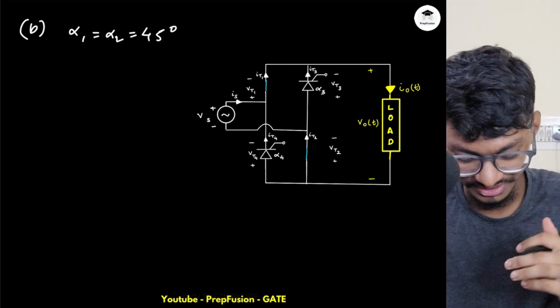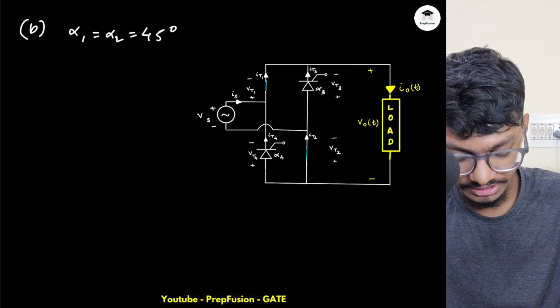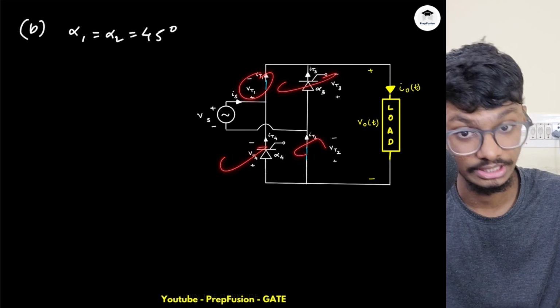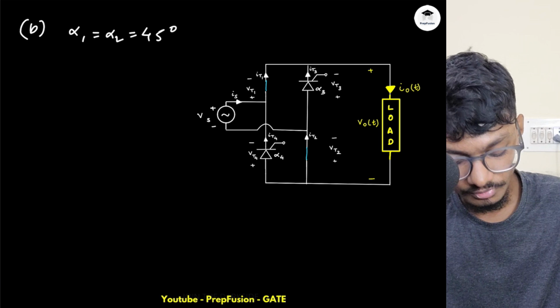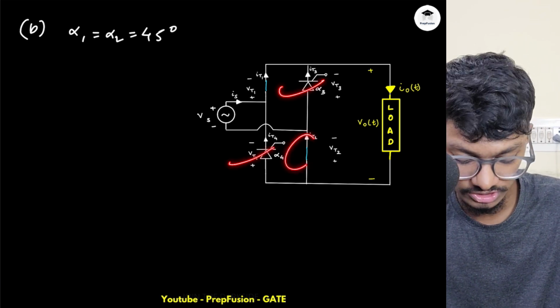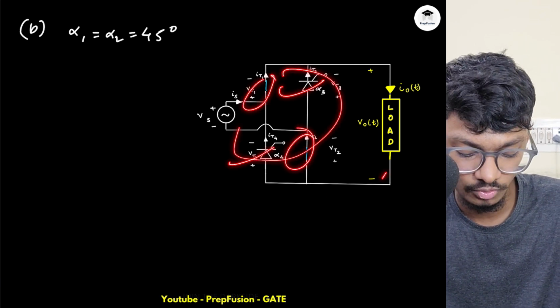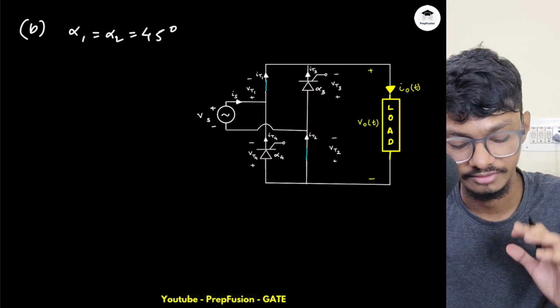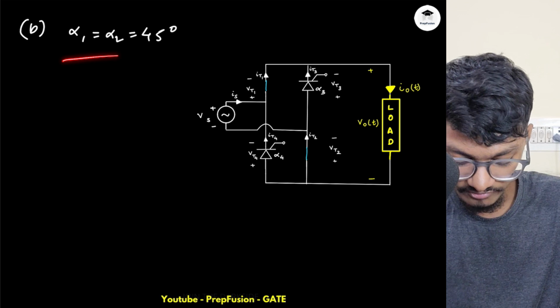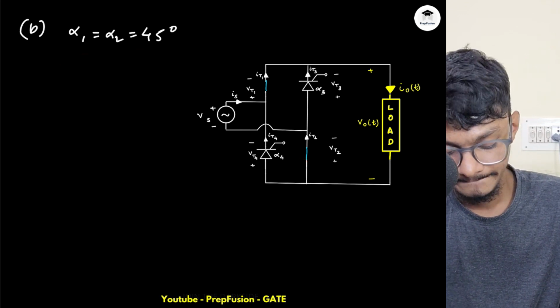Okay, so as soon as these two are on, they will naturally commutate these two. I'm assuming these two were on before. Why? Because if these two are not on, and these two are off, then everything is off, and there is no current flow. That is not possible, because in the question they have mentioned there is continuous current flow. So at alpha 1 and alpha 2, these two are on, and they are flowing the current.